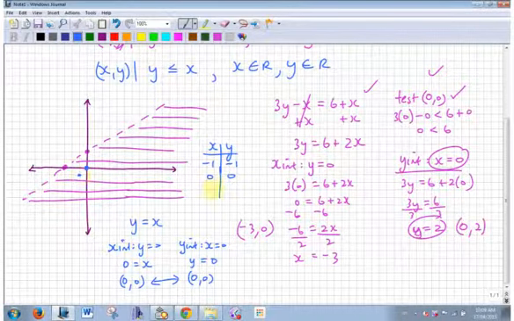Got my 2 points. Let's just plot a couple more, because I don't know if you guys are familiar with this or not. If x is 1, what's y? 1. Common sense. Y is x. Whatever x is, that's what y is. If x is 2, y is 2. If x is 10, y is 10. Where is that? That's way over here somewhere. If x is -3, y is -3. Do you see what this thing looks like?